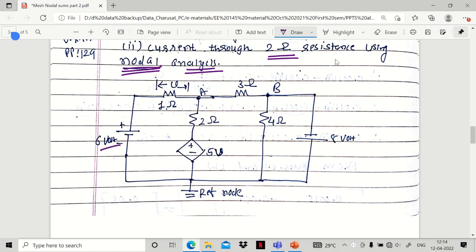There is a battery of 6 volt, here positive, negative. Then there is a resistance of 1 ohm, and across the resistance there is a voltage drop of a small v volt, right? And we have to find the small v voltage across the 1 ohm resistance.